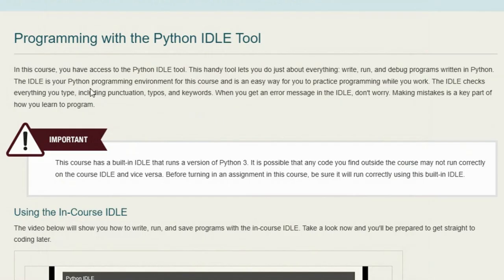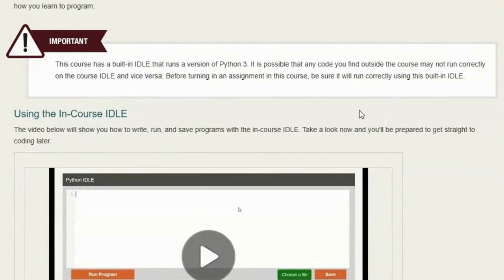The IDLE is your Python programming environment for this course. It's an easy way for you to practice programming while you work. The IDLE checks everything you type, with punctuation, typos, keywords. And when you get an error message in IDLE, don't worry. Making mistakes is a key part of programming.